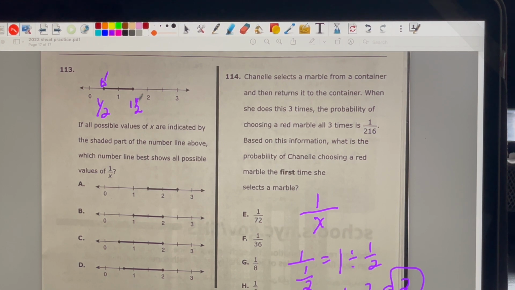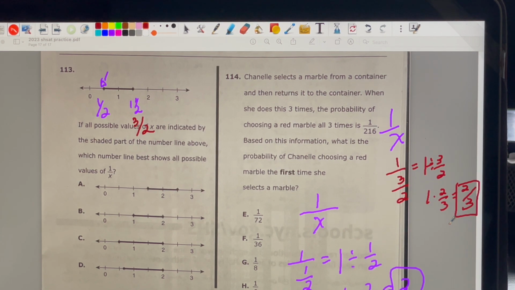Now let's plug in 1.5. So 1 over x, but instead of using 1.5, let's use 3 over 2, which is the same thing. So 1 over 3 over 2 becomes 1 divided by 3 over 2, or 1 times 2/3, right? And we get 2/3. So these are the 2 values that I'm looking at. One that ends in 2, which is not this one, so it's either going to be B, C, or D. And one that has 2/3.